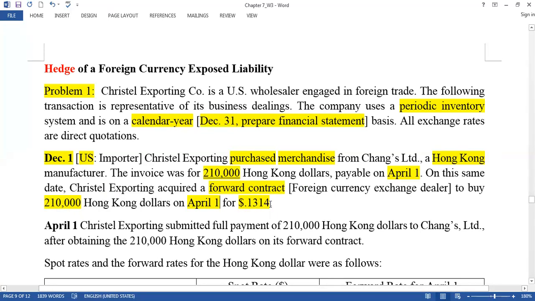So April 1st came. I am the US company. I will pay $0.1314 per Hong Kong dollar to the exchange dealer, and they will pay the money to Hong Kong. I don't care what money they will pay. My payment is 210,000 times $0.1314. I will pay this money to the exchange dealer, and the exchange dealer will pay the money to Hong Kong, whatever their rate, I don't care.